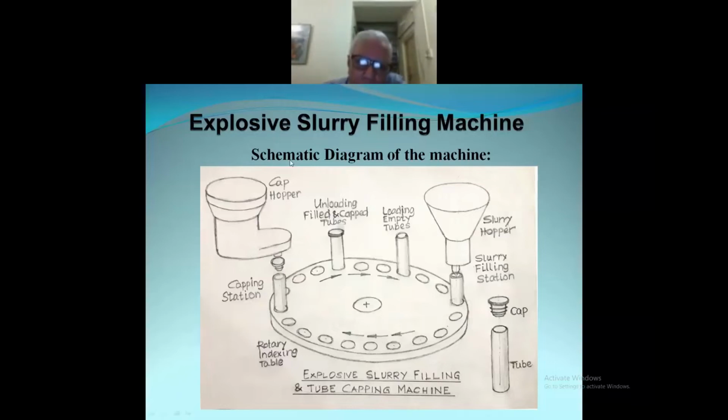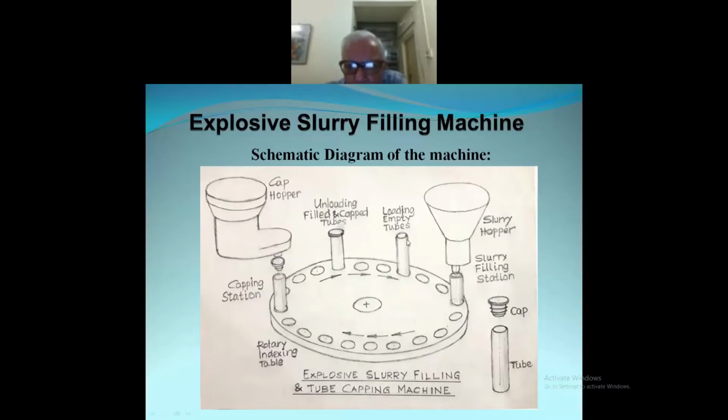In the capping station, a lot of caps are there in a vibratory hopper. From there one cap will come out, and this will be pushed onto the open mouth of the tube. When it goes forward, the filled tube will be pushed from inside by an ejector, and it will fall in a bin. So that is the machine. The machine worked all right. The problem was elsewhere.